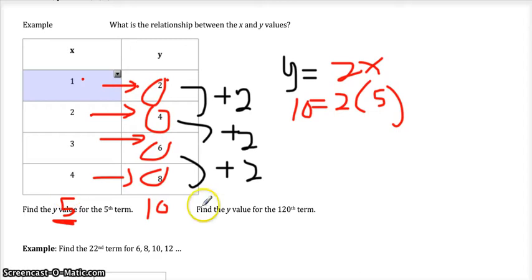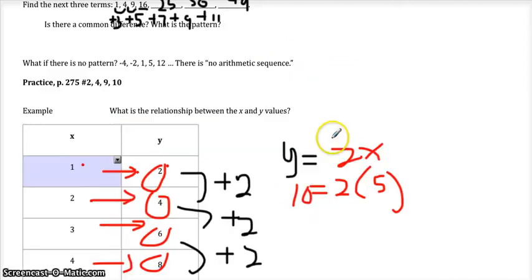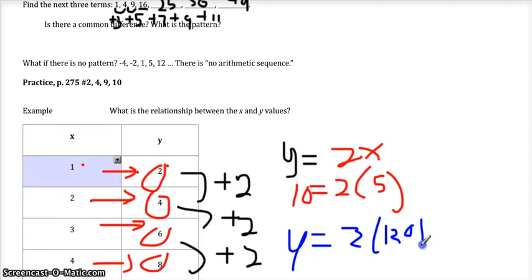That's an easy one to extend, but take a look at 120th. You really don't want to bring it out 120 times, so going back and taking the x value of 120, you have y equals 2 times 120, and you'll get your answer of 240.